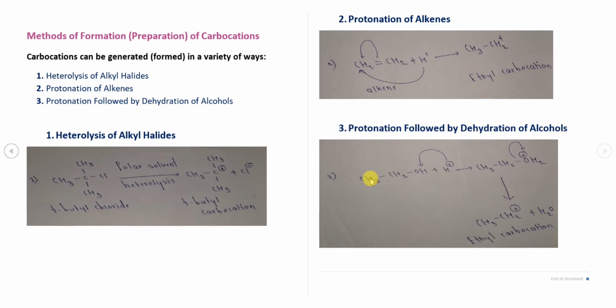Then the third one is protonation followed by dehydration of alcohol. In this, the alcohol undergoes protonation. In the acidic medium, the alcohol gets protonated. This converts the OH into OH2+, which is a good leaving group. When the water leaves, the carbon becomes positively charged, forming a carbocation, that is, the ethyl carbocation is formed. So these are the methods of formation of the carbocation. I hope this was easy to understand.